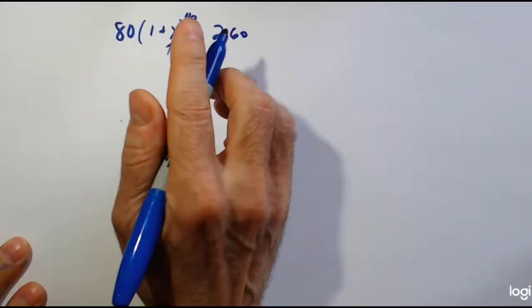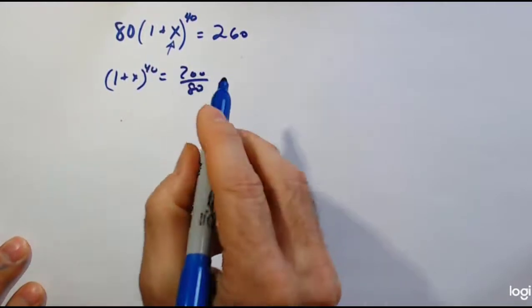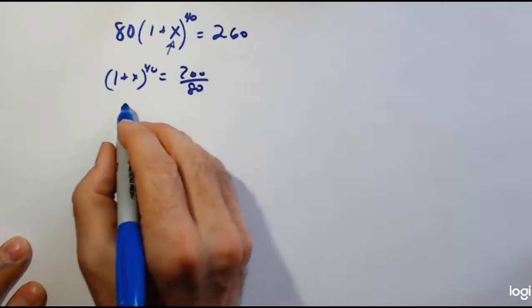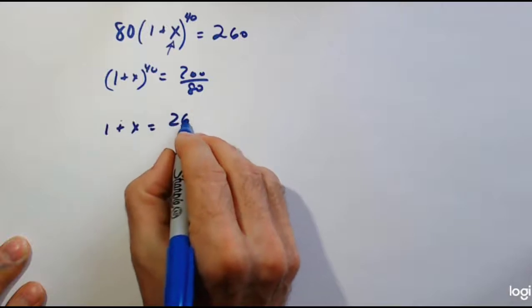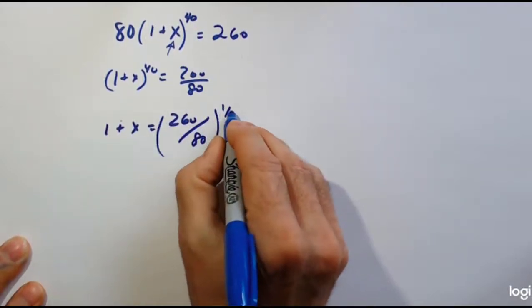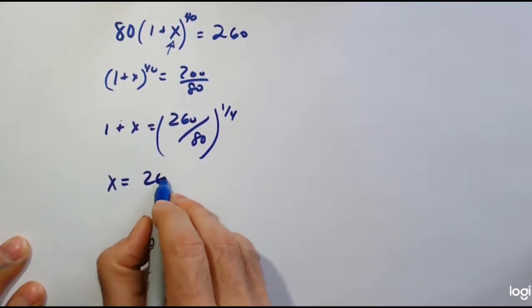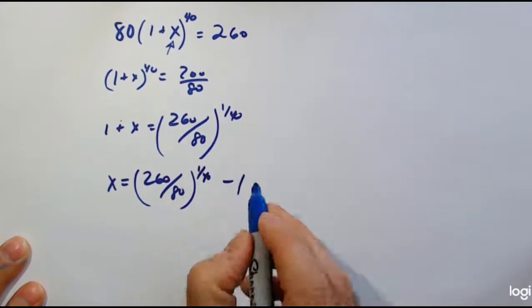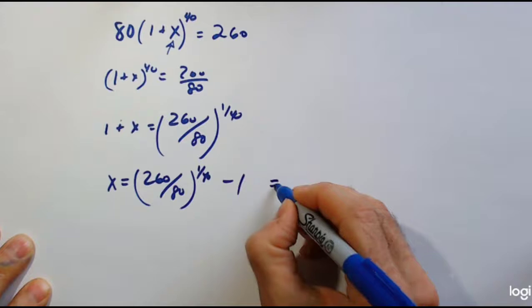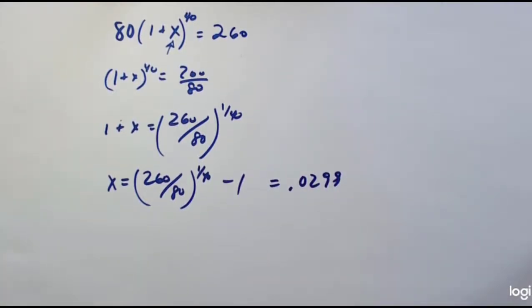You divide both sides by 80, and it's (1+x)^40 equals 260 over 80. Then take both sides to the 1/40th power to get rid of this exponent: 1 plus x equals (260 divided by 80) to the 1/40th power. Subtract 1. x, which is our inflation rate, is (260 divided by 80) to the 1/40th power minus 1. And when we do that, we get 0.0299, which is about a 3% average inflation rate for the last 40 years.